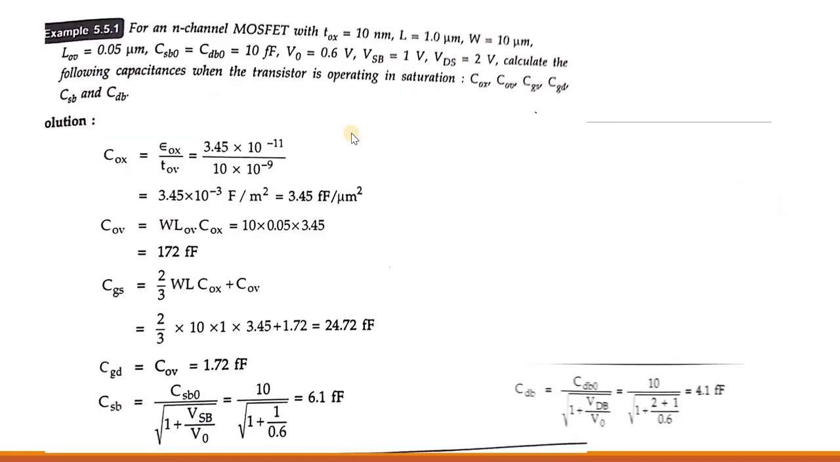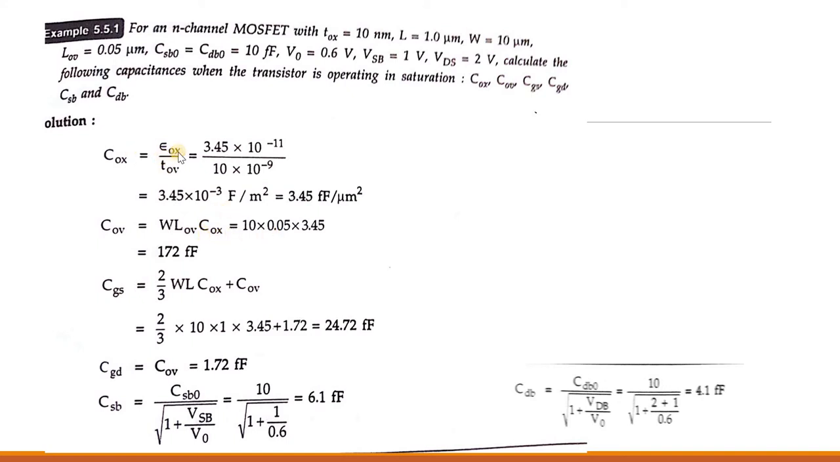Okay. So what happened here? CGS we need to calculate. The formula is 2/3 WLCOX, plus we need to consider this overlap capacitance. So, what is this overlap capacitance? We need to calculate. Overlap capacitance, the formula is W LOV COX. What is LOV? LOV is given 0.05 micro, and COX is not given.